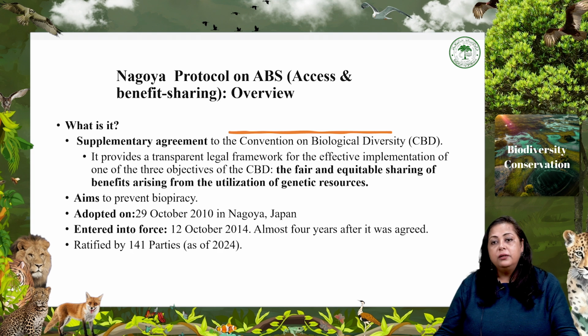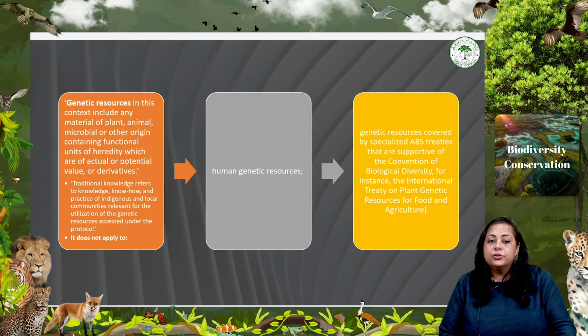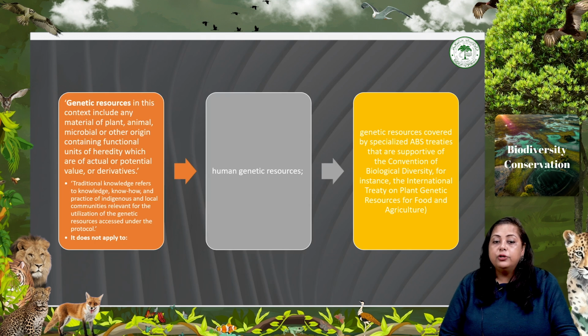There are 141 countries, signatory countries ratified as of 2024. Genetic resources in this context include any material of plant, animal, microbial or other origin containing functional units of heredity which are of actual or potential value or derivatives. Traditional knowledge refers to the know-how and practice of indigenous and local communities relevant for the utilization of the genetic resources accessed under the protocol.